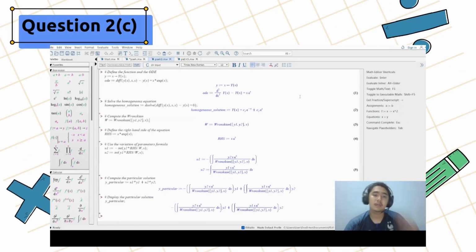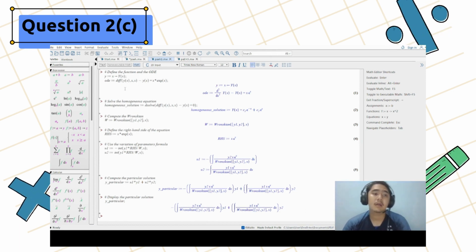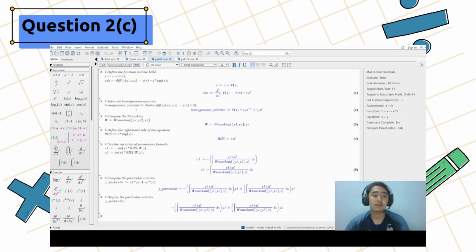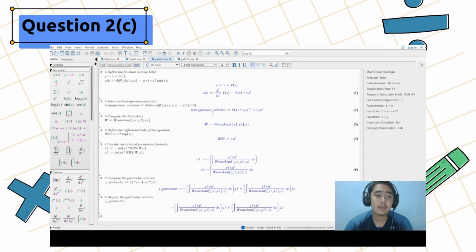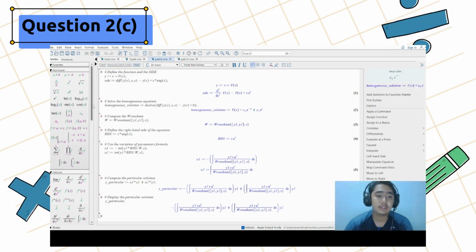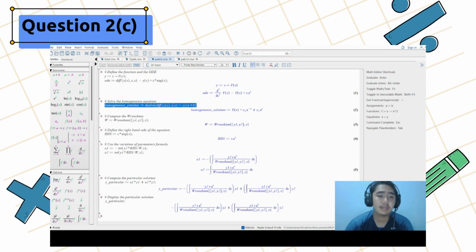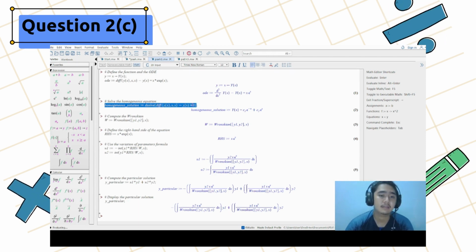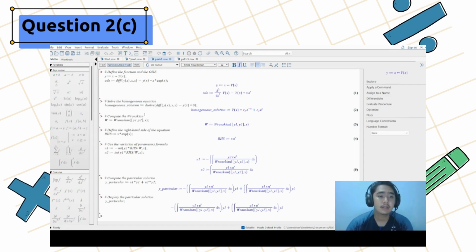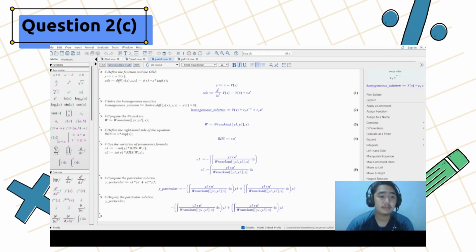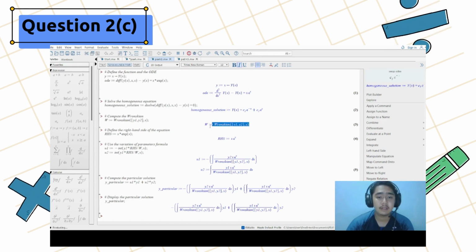For 2C, we need to find the solution using the variation of parameter method. We need to find the second order using the variation of parameter method. First thing first, you need to find the homogeneous solution using this code. Homogeneous underscore solution equals dsolve diff(y(x), x, x) minus y(x) equals x. It's the same as the previous one, and the top one is also the same as the previous one. And then you need to compute the Wronskian. W equals Wronskian, y1, y2, and then x, and then you will get it like this.